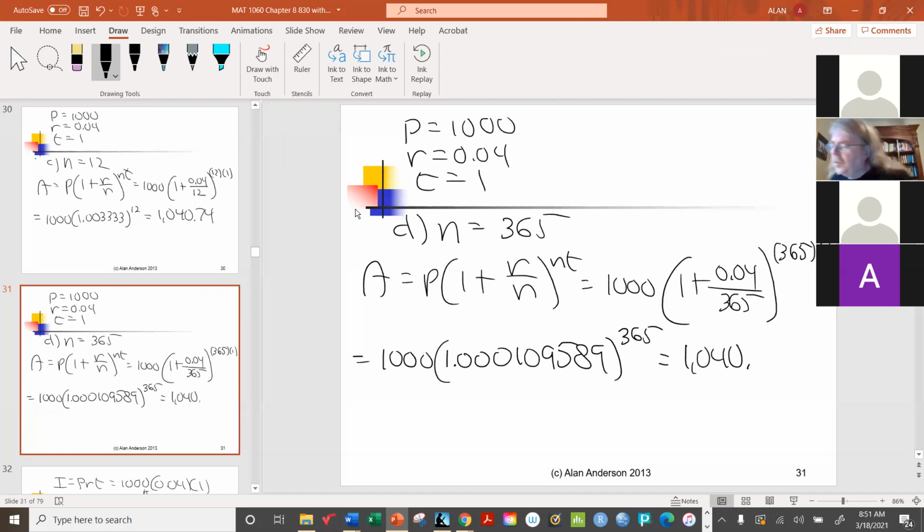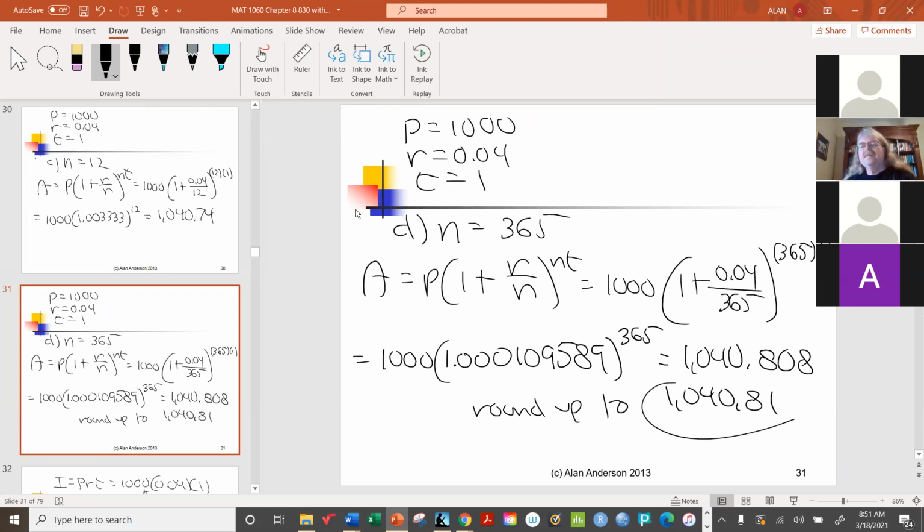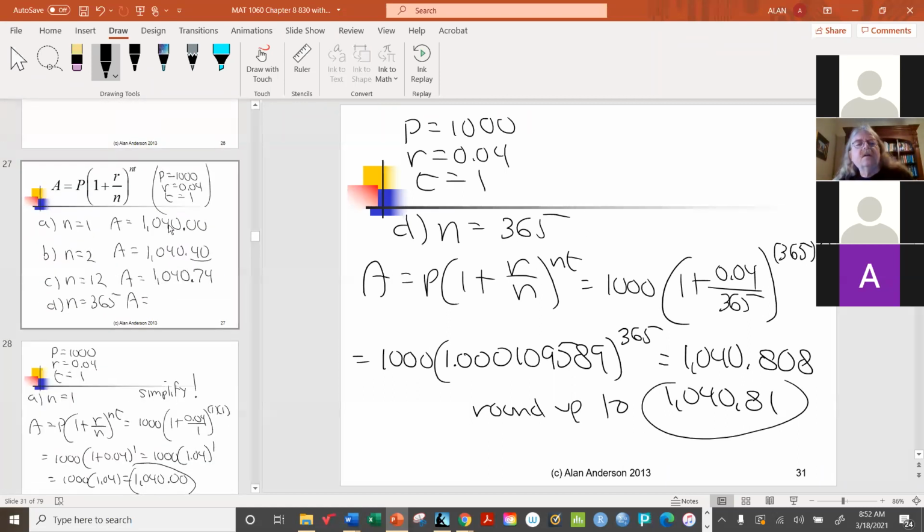In this case, I've got 0.808, which the bank would round up, because it's dollars and cents, you can round this to 81. If you wrote 80 on the test, that's fine. Because of course, with such small numbers like this and large exponents, you're going to get some rounding differences. So let's round this up to 10, 40, 81.